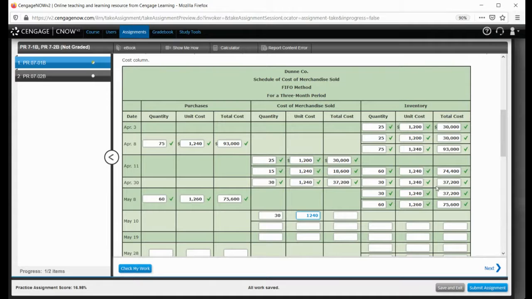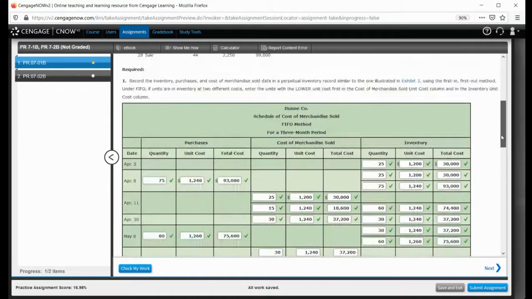We actually sold 50 units, but 30 of those came from this layer right here, and the layer was from the ending inventory. And the 30 units at $12.40 are the first units that we're going to count for in the sale. The total cost of those units was $37,200. So $37,200 goes here as the first part of this cost of merchandise sold. Now we've accounted for 30 units.